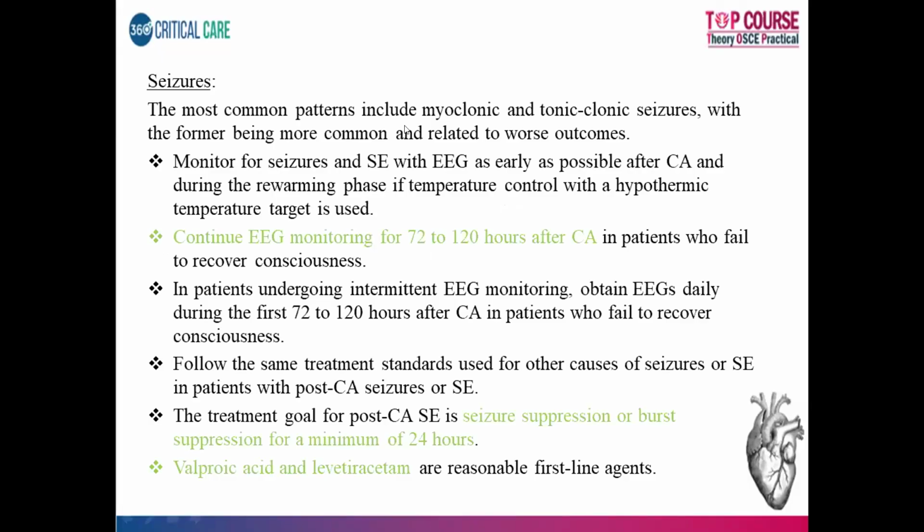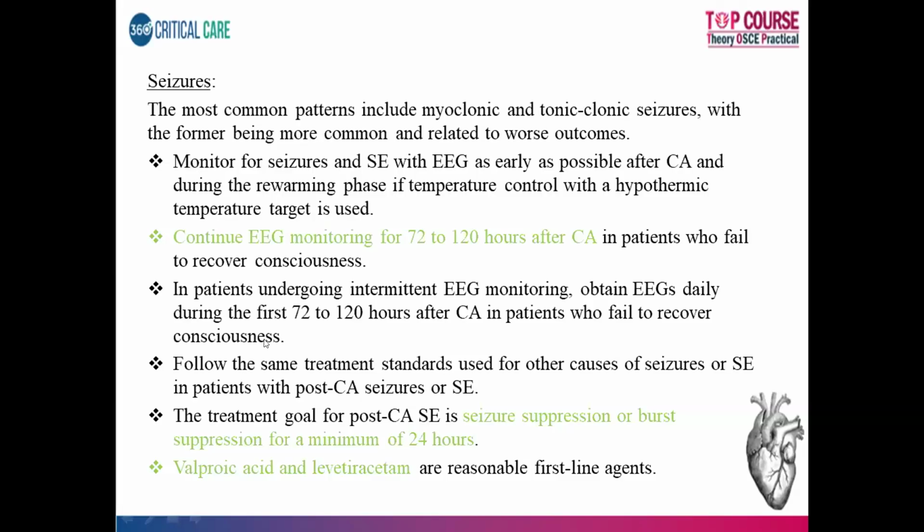The most common seizure patterns post-cardiac arrest are myoclonus and tonic-clonic seizures. As we see, more common is myoclonus, and it also has worse outcomes. In areas where you have continuous EEG monitoring, it is better to do it for 72 to 120 hours post-cardiac arrest. If you don't have continuous EEG monitoring, do at least intermittent EEG, at least one EEG per day for the first 72 to 120 hours.